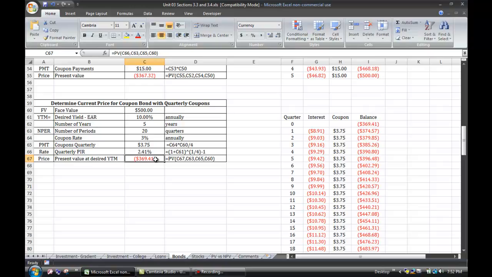Again, if you buy it for less than that, you earn more. If you buy it for more than $369, you will earn less than your desired 10%.